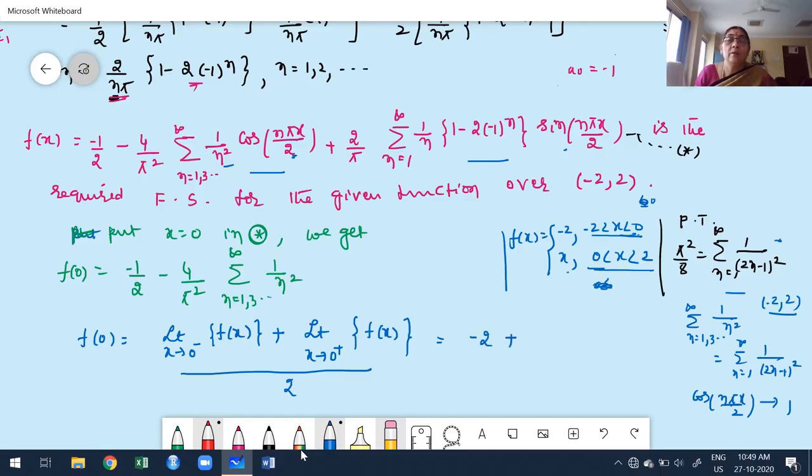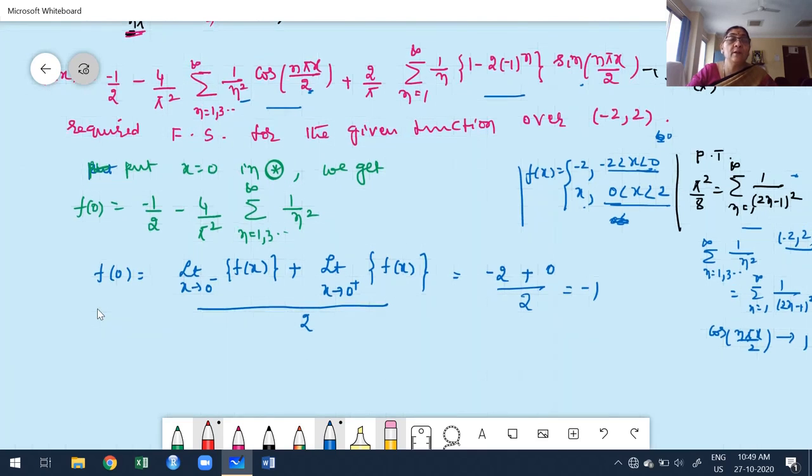Plus, now x tends to 0 plus means right of 0. Right of 0, x is greater than 0, and the function is f of x equal to x. Put x is equal to 0 because I want to find f of 0. What is the value? 0, divided by 2. Then you simplify that. What we get is that f of 0 is minus 1. Here 0 is a point of discontinuity.